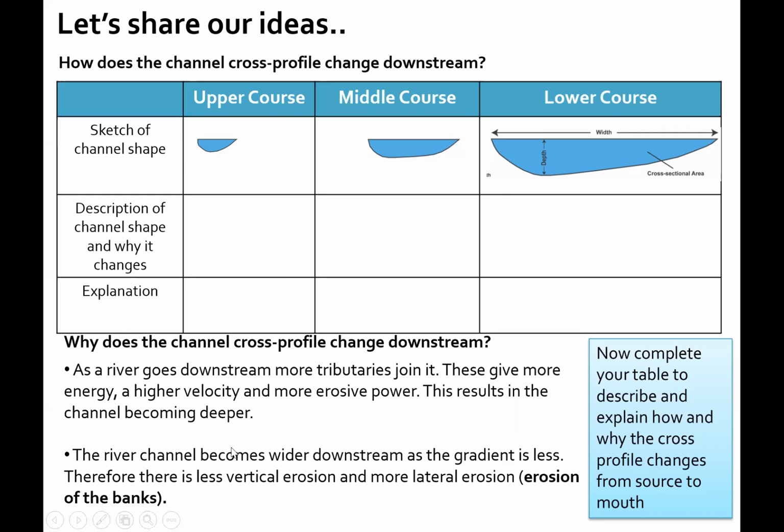The river channel also becomes wider as you go downstream because the gradient is less. Remember, it's less steep. Therefore, as you go from here to here, you're going to have less vertical erosion and you're going to start to get more lateral erosion, side to side, causing that river to get wider.